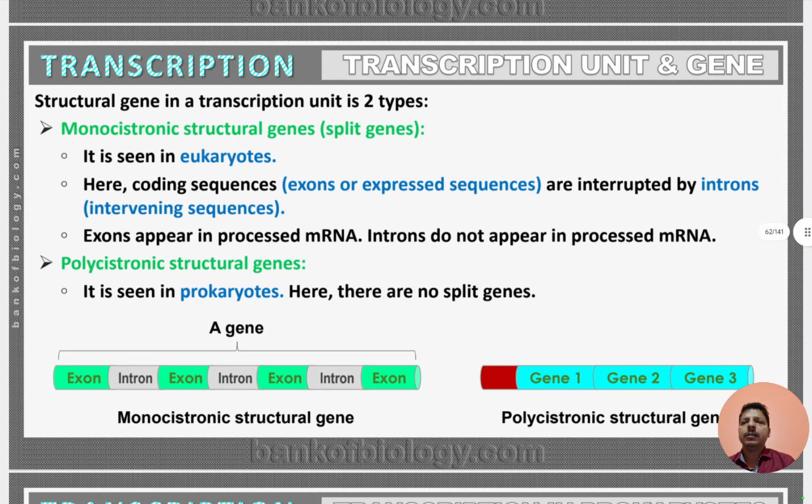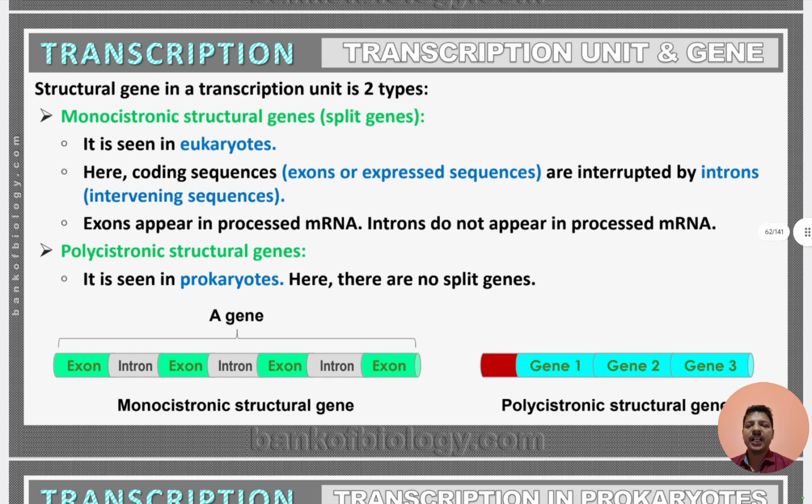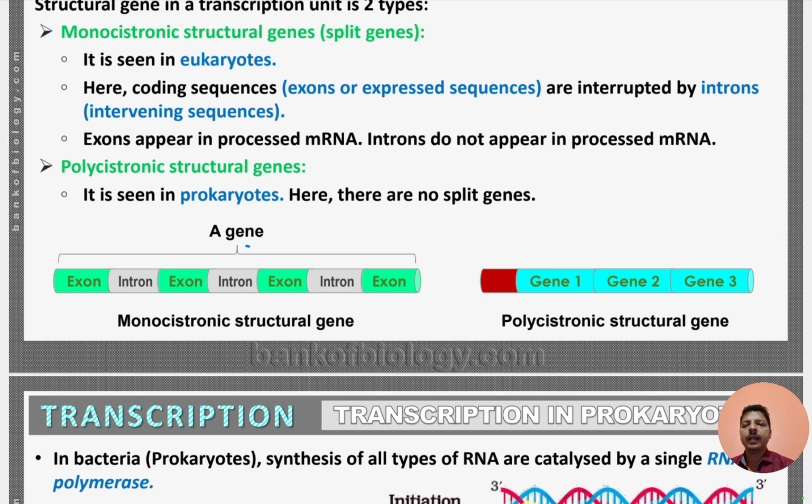Next, the structural gene in a transcription unit has two types: monocistronic structural genes or split genes, seen in eukaryotes. Here the coding sequences, exons or expressed sequences, are interrupted by introns or intervening sequences. Exons appear in processed mRNA. Introns do not appear in processed mRNA. And another one is the polycistronic structural gene. It is seen in prokaryotes only. Here there are no split genes. As you can see, it is a type of gene.